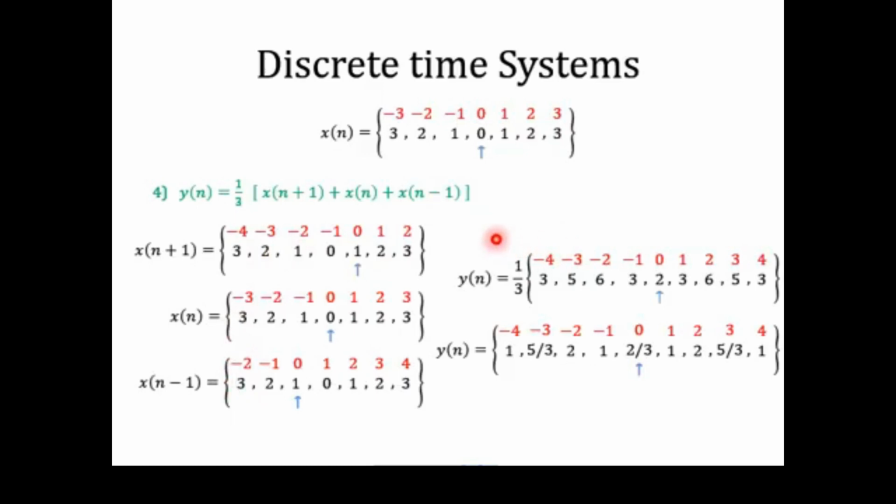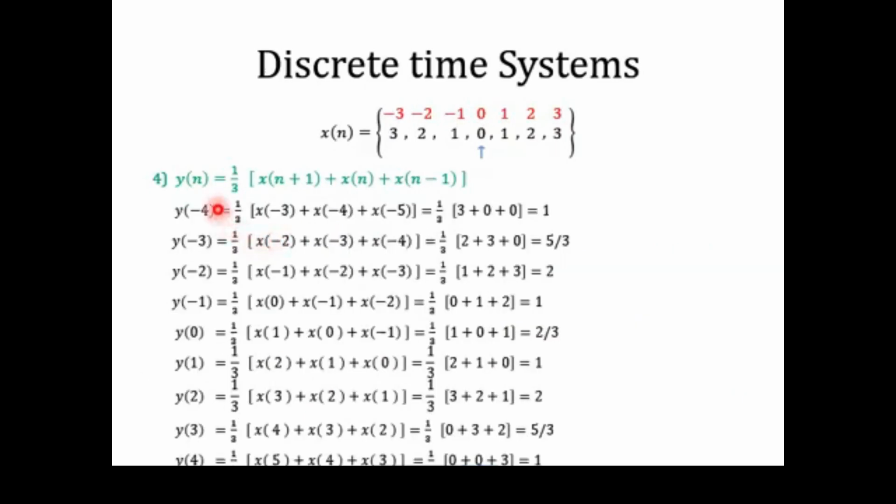Now after adding all the respective values, we have to divide these summation values, or the results of summation, by 3 in order to get the result of the moving average system. So divide all the values by 3 in order to get the sequence y of n. After dividing by 3, we will get these values, which will be considered as the output of the moving average system: 1, 5 over 3, 2, 1, 2 over 3, 1, 2, 5 over 3, 1.